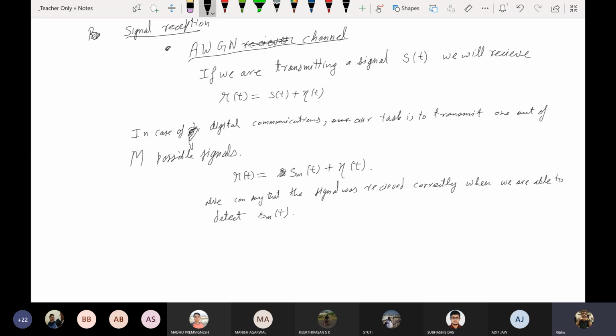Yeah, sir. So we will be able to say that we received correctly when we are able to detect the right signal, or from the received signal we try to estimate what was sent and get m hat. So the message here is actually m, what signal was sent, or the index, right? Yeah.